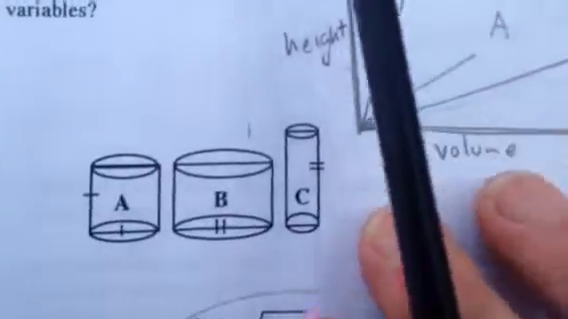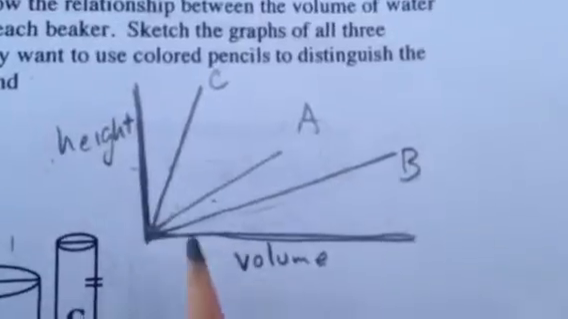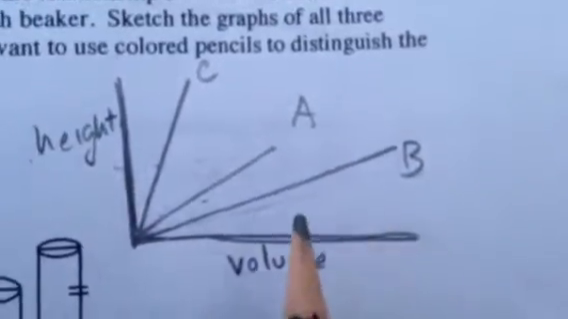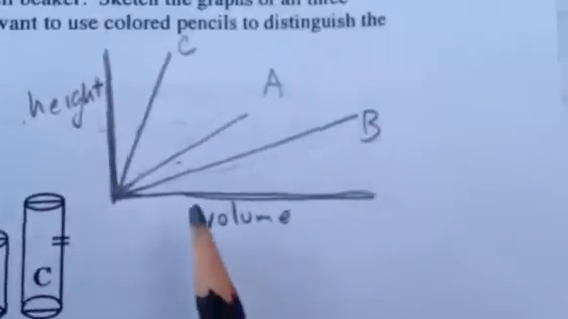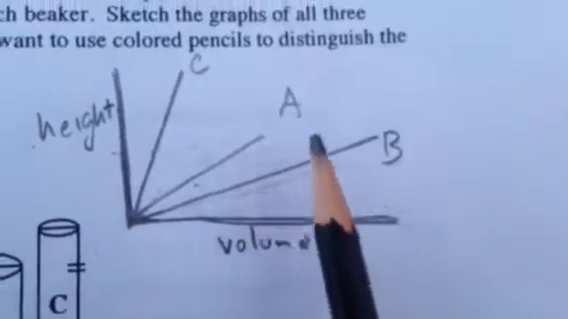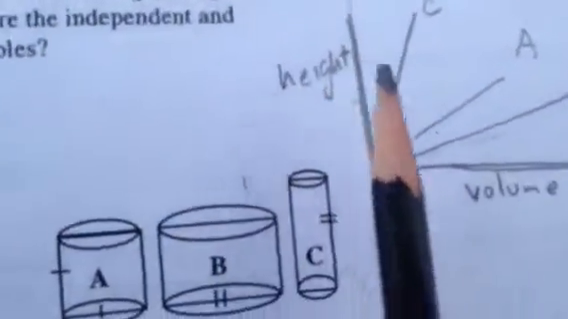Okay, here's the graphs here. I labeled the axes here. As the volume increases, the height increases also, but in beaker B, because it's so big and fat, it takes a lot more volume to get to the same height as A.